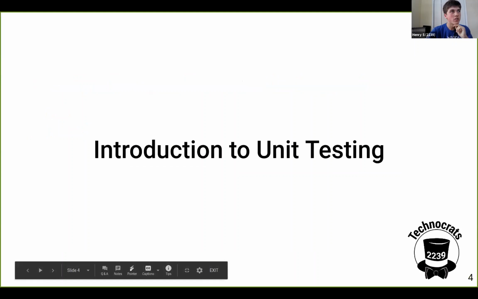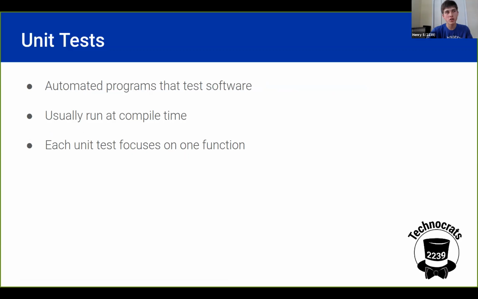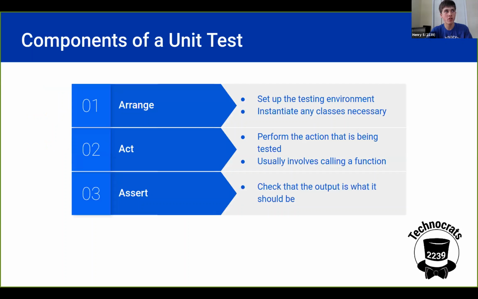Okay. So first, we're going to talk about an introduction to unit testing. Unit tests are automated programs that test your software. Usually you run them at compile time, and it tells you whether the functions and other aspects of your program are doing what you want them to do. And each unit test will focus on exactly one function and tell you whether it's working or not. You can also think of unit tests as writing a specification for what small parts of your code are supposed to do. Generally, when you write a unit test, you break it down into three components, and these are often called arrange, act, and assert.